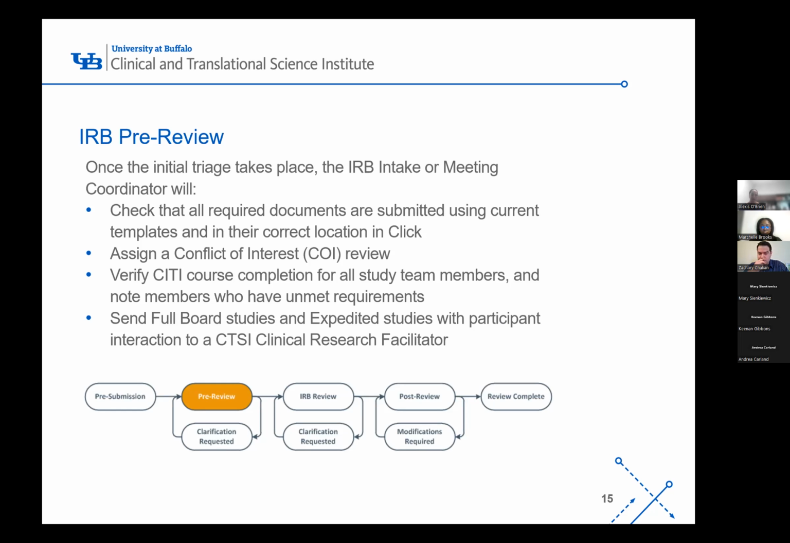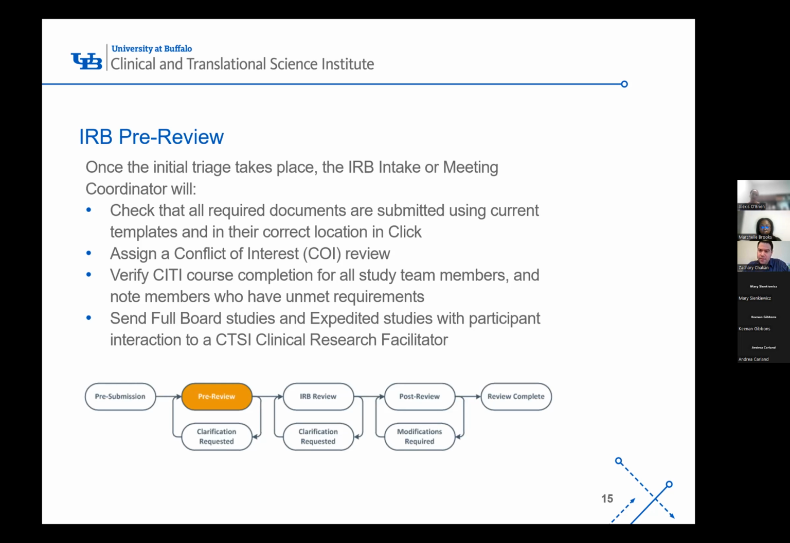And down at the bottom there, you see a nice little chain of where your study may be. If it's lit up in orange, that's where your study is. You should see this on just about all of your submissions to the IRB. It starts at pre-submission, which means that you haven't actually submitted it yet.